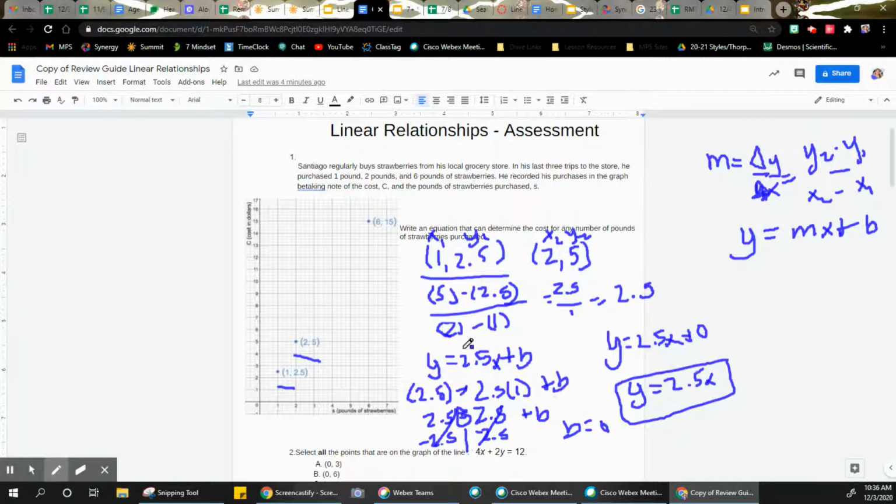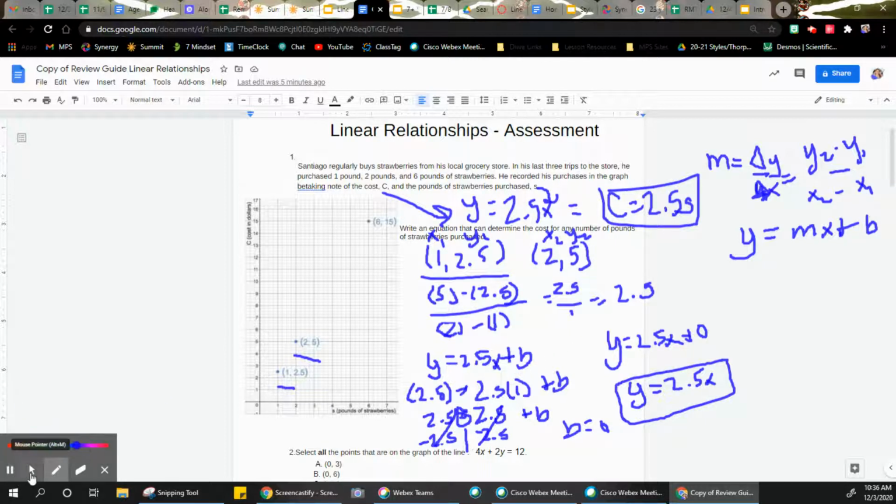So my equation for Santiago's line is y equals 2.5x. If we want to use the variables that he uses, it's c equals 2.5s because y is our cost and s is the number of strawberries we buy. Number of pounds of strawberries.